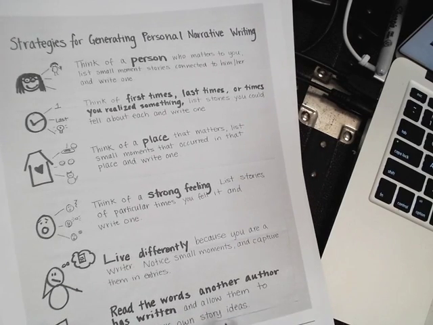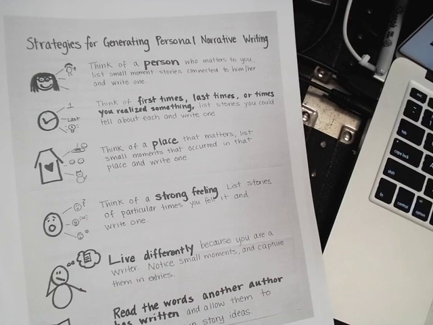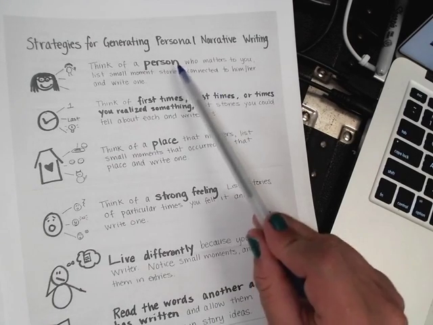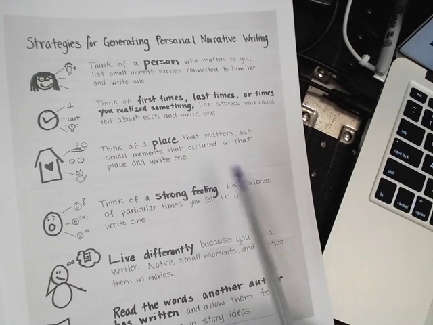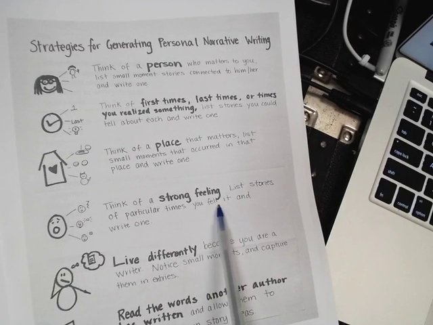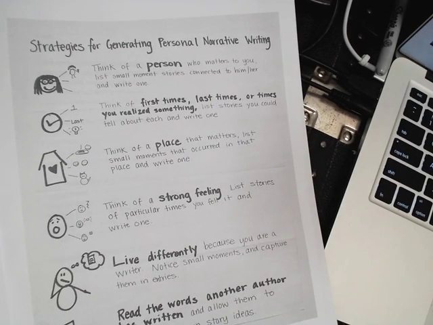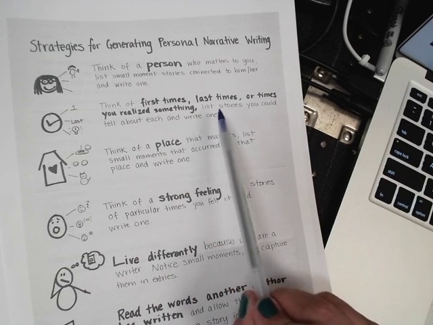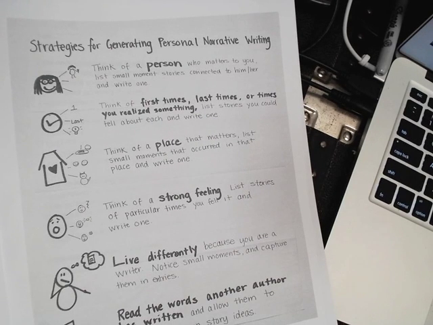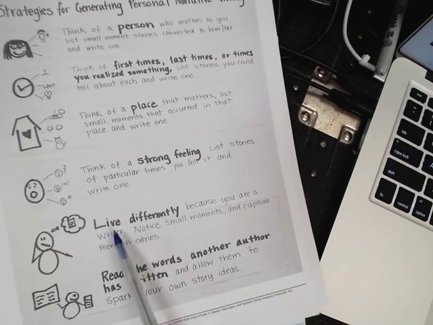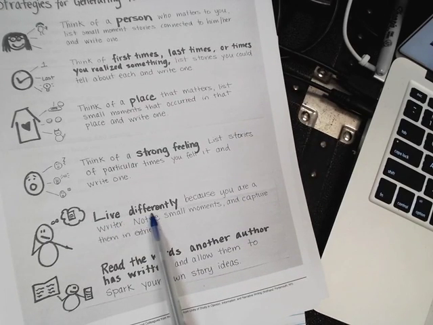But we want to make sure that you don't forget how to come up with your own ideas. You might think of a person or place that is important to you, strong feelings that you've had, first times or last times that you did something, or times when you realized something about yourself and who you are, or about your family.